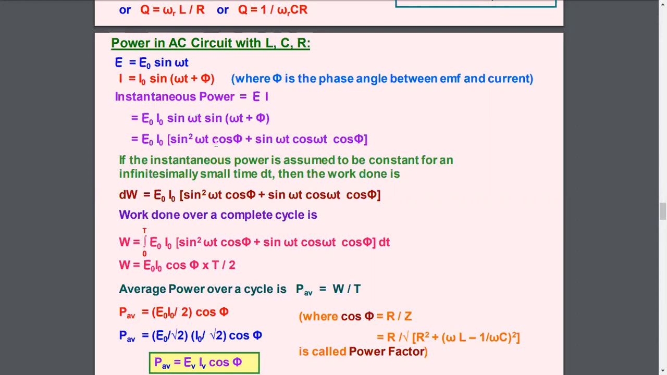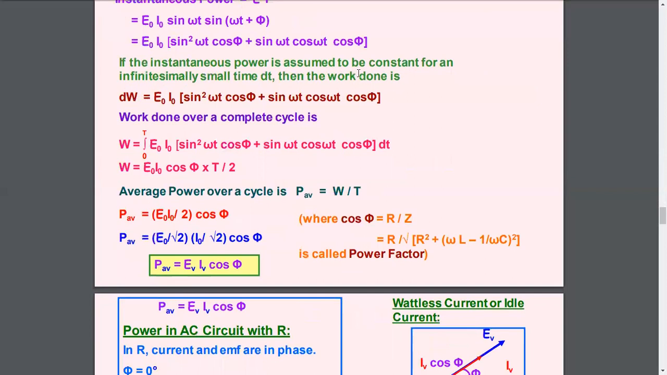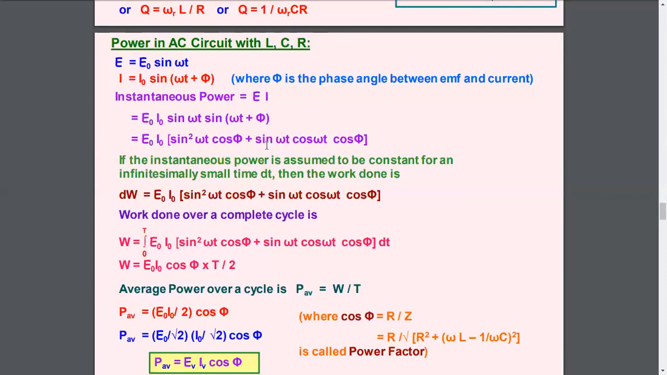So we get sin square omega t cos phi plus sin omega t cos omega t sin phi. Here we see, if we take the average value of this term, you will get 0, because the average of sin omega t over a full cycle is 0, and the average of cos omega t over a full cycle is 0, because both functions are periodic.